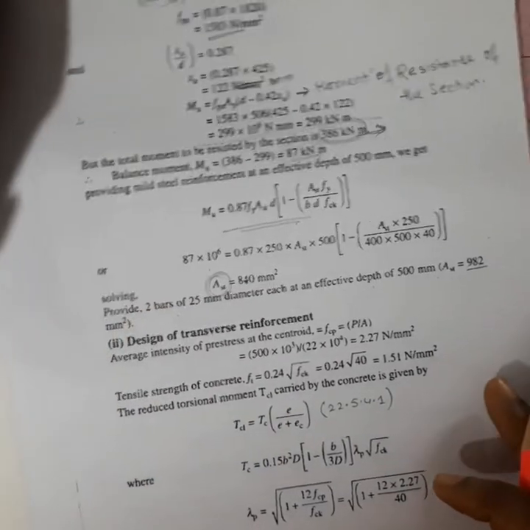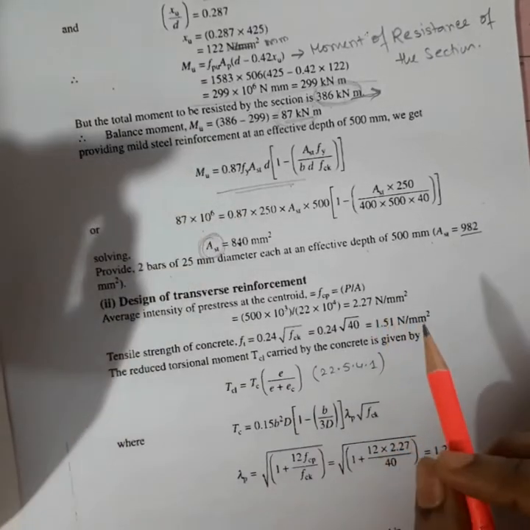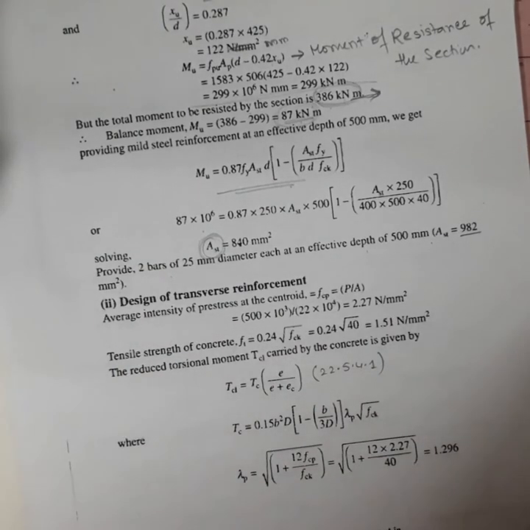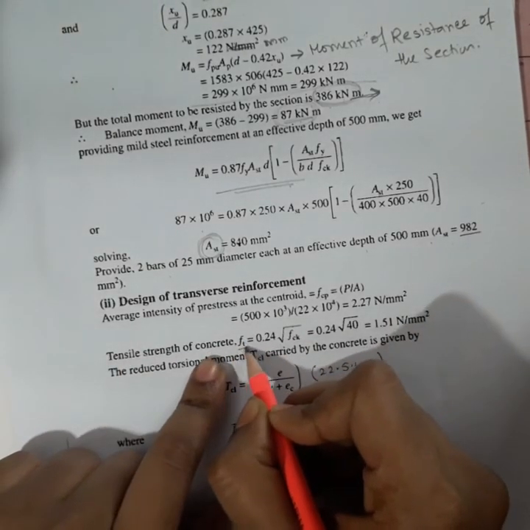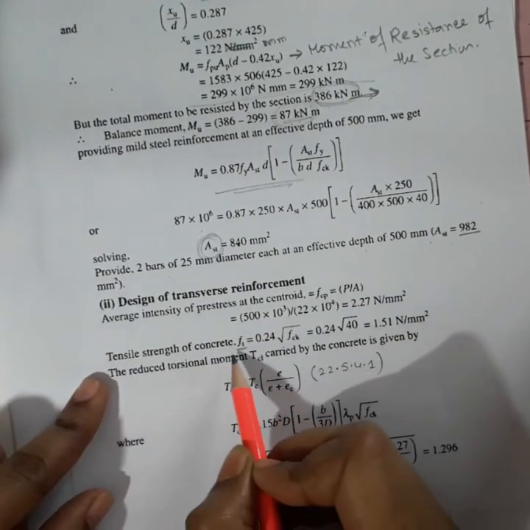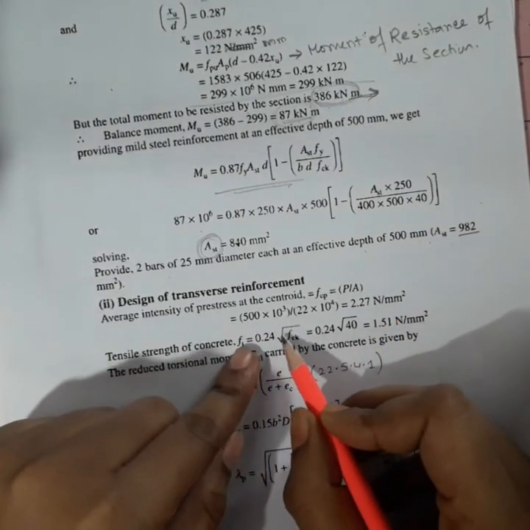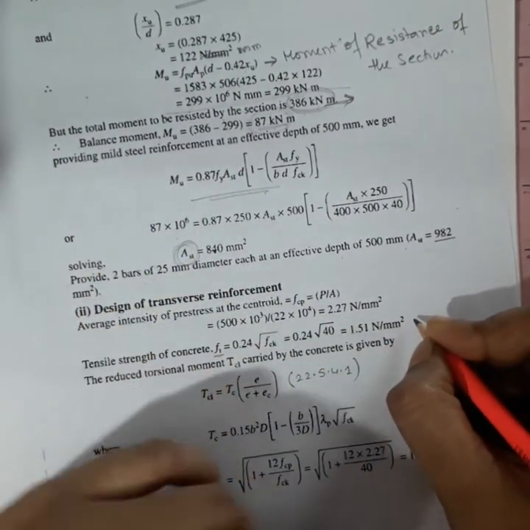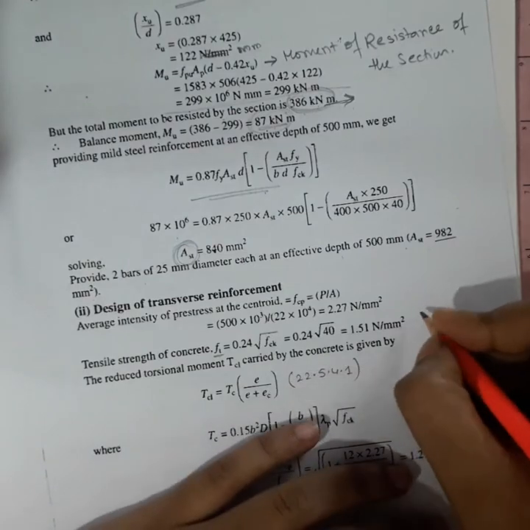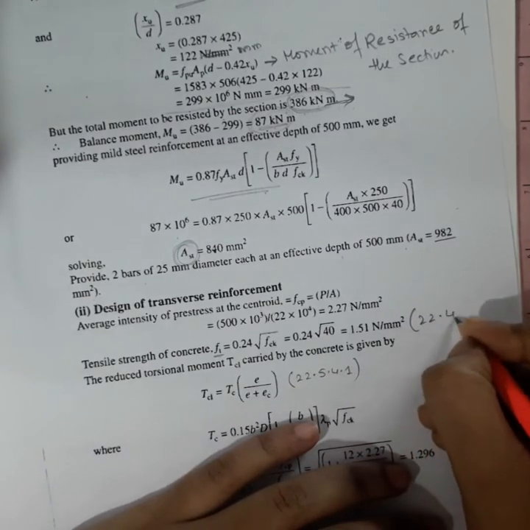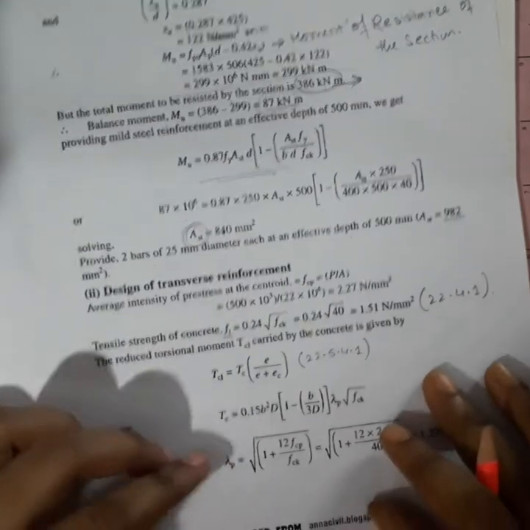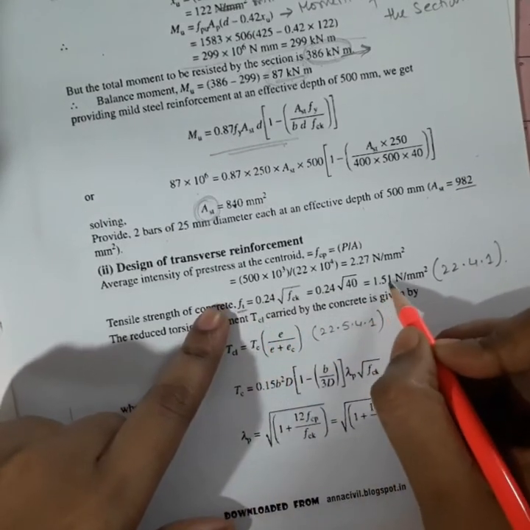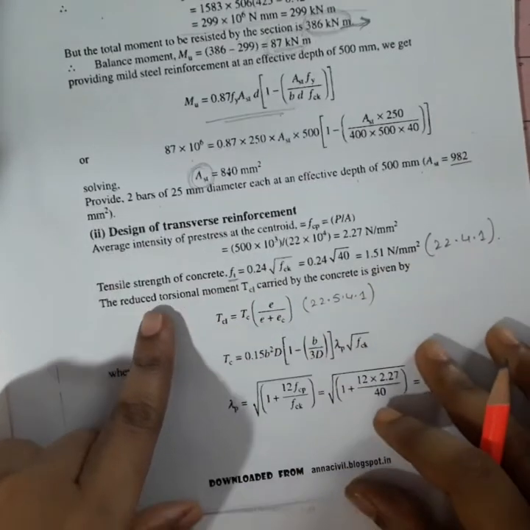So in order to calculate the ultimate shear resistance of an uncracked section in flexure, we need to know the value of Ft, meaning the tensile strength of concrete, which is 0.24 root over FCK, which is provided in IS 1343 1980 clause number 22.4.1. So we will put the value, and we got 1.51 Newton per millimeter square.